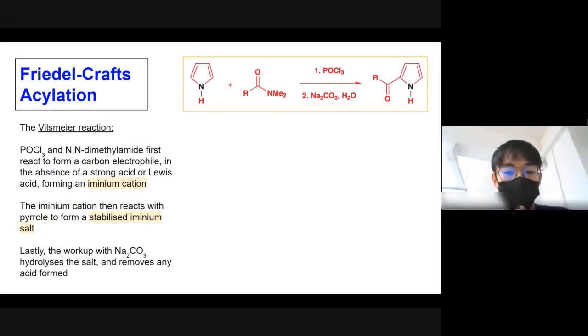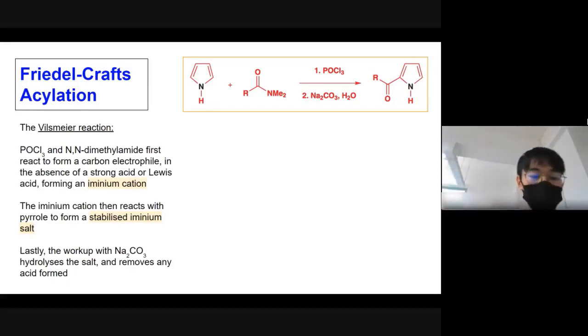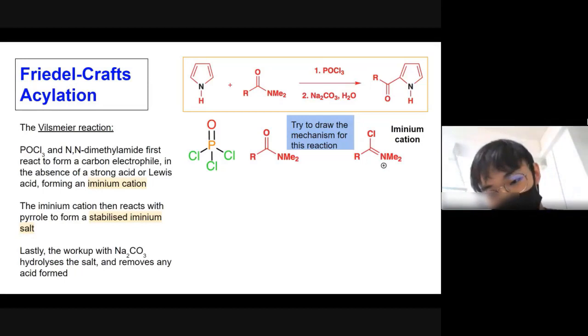So we can go through this a bit slower. In this reaction, pyrrole reacts with N,N-dimethylamide and phosphorus chloride to form the acylated product. In the first step, the POCl3 reacts with the dimethylamide, and they form an iminium cation, right? If you want to try to draw it, you can. I'll give like 30 seconds if you want to try it for yourself, but I'll just move on quite fast.